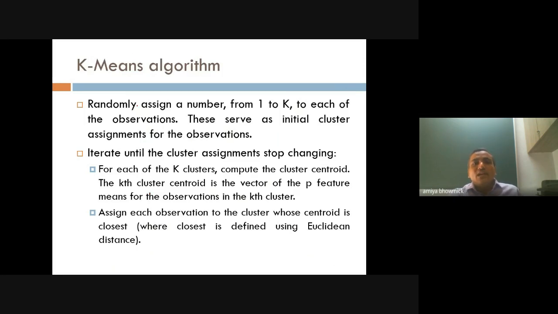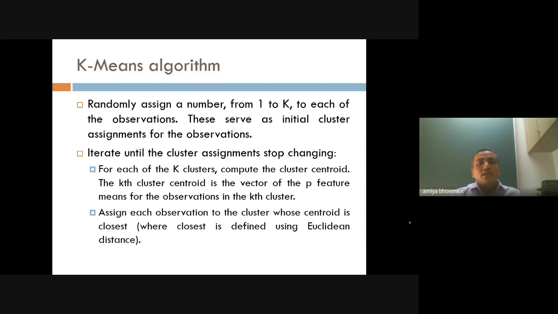So you randomly assign a number from 1 to K to each of the observations, and this serves as an initial cluster assignment. You will start from anywhere, so it really does not matter. And iterate until the cluster assignments stop changing. That is, you keep iterating until putting a data point into another cluster no longer changes anything.